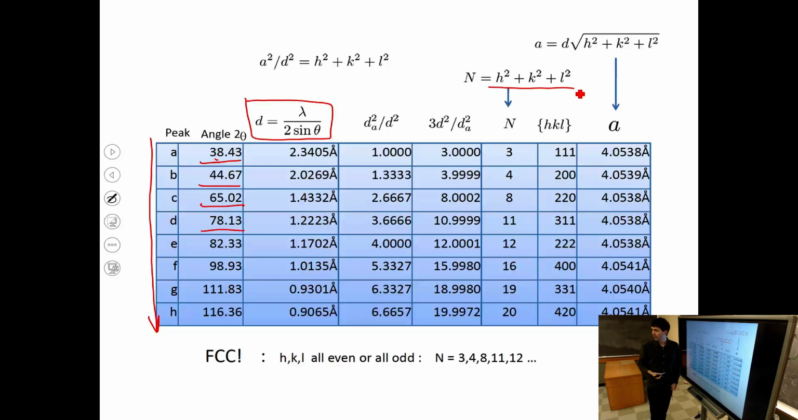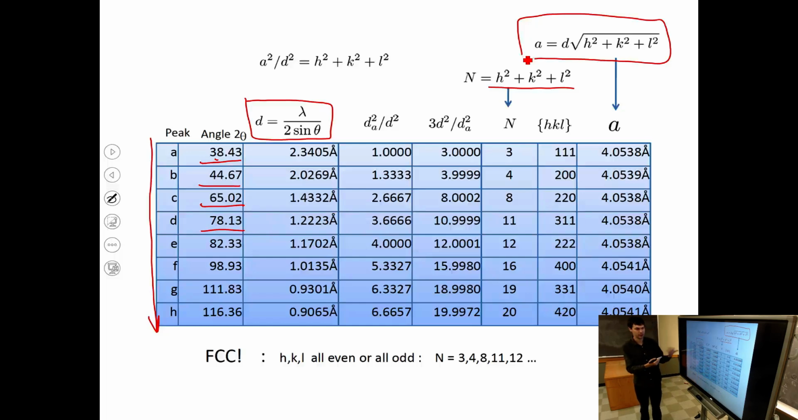Sanity check. All of these should give you the same lattice constant from each of these planes, using this formula and plugging in the hkl that you've guessed by this analysis. You should get the same a, and that works out to be pretty accurate, with a equal to 4.05 something angstrom for all of these. So this makes sense. This is how you deconstruct, calculate d, and then try to match it to a pattern for FCC, BCC, or something else.